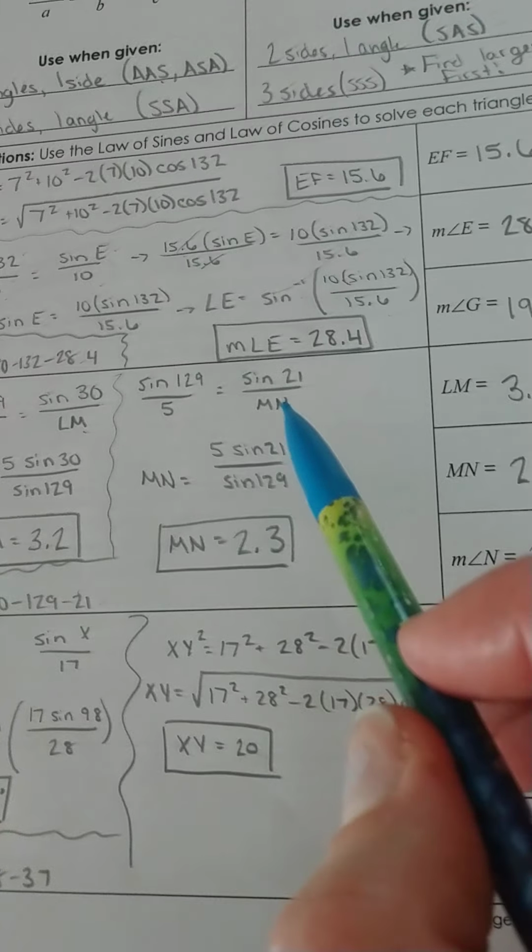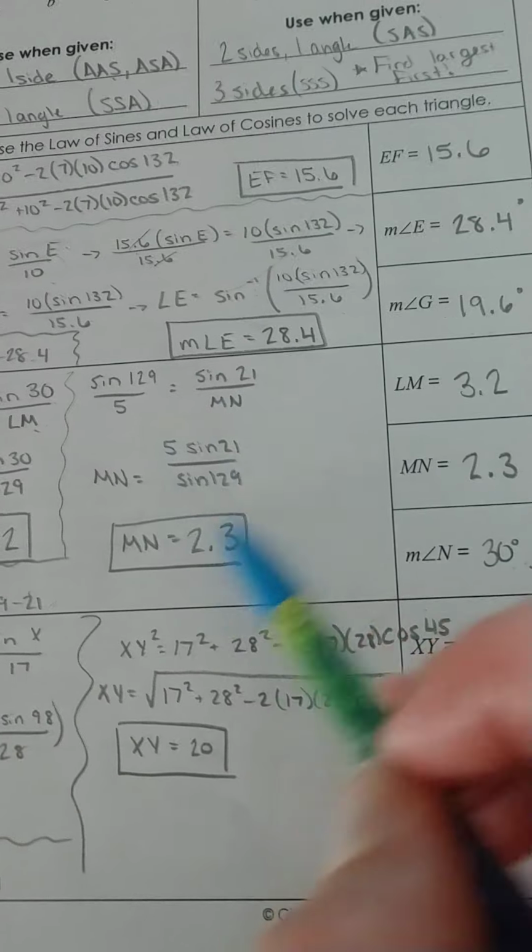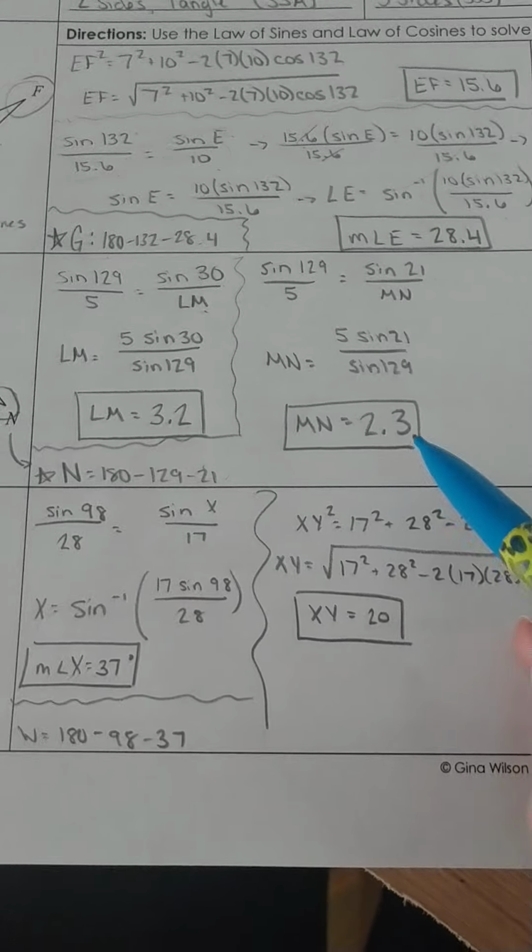So this one, I did the same thing. I cross-multiplied and divided. I'm not going to rewrite it out for you because you follow the same steps that we did here. And you end up getting 2.3 for MN. So, number 3.